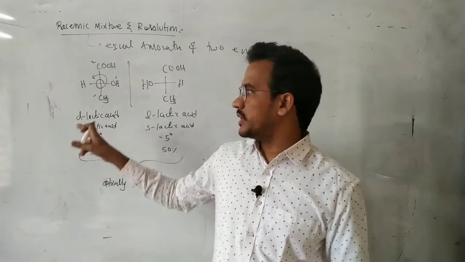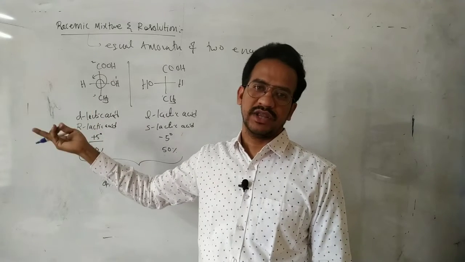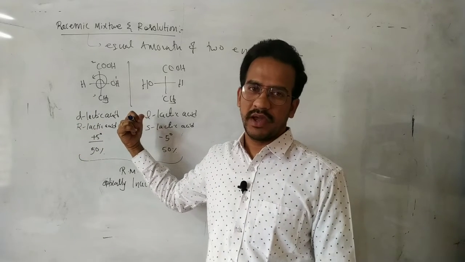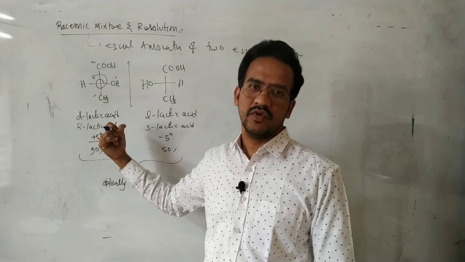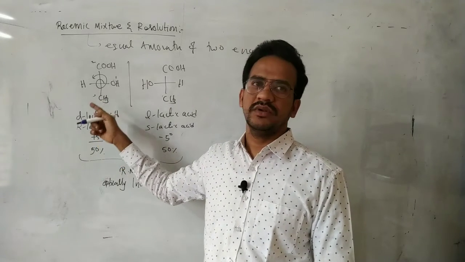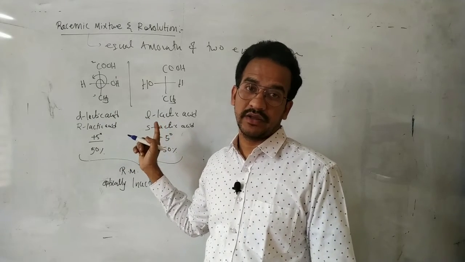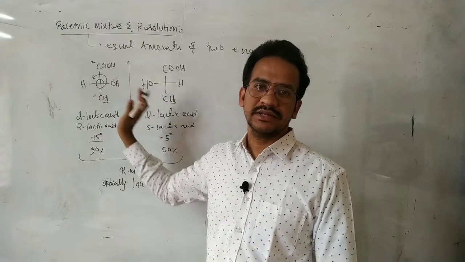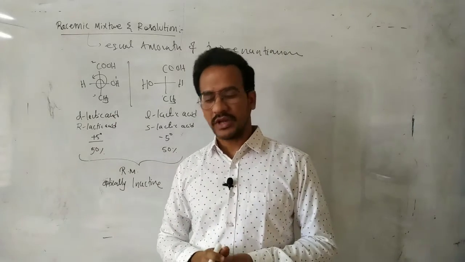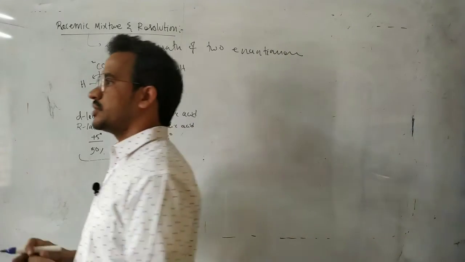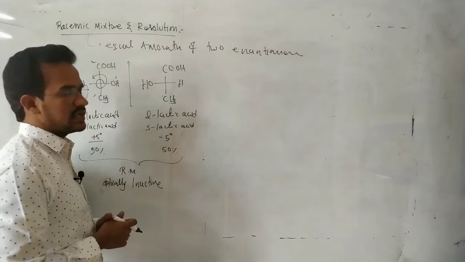For enantiomers, the magnitude of optical rotation is the same, but the direction is different. In a polarimeter experiment, this molecule rotates the plane polarized light in a clockwise direction, and its mirror image rotates the plane polarized light in an anti-clockwise direction. So if you get plus 5 degrees for this one and minus 5 degrees for its mirror image, the optical rotations cancel each other. So the total optical rotation of the mixture is 0. So this mixture is an optically inactive mixture.